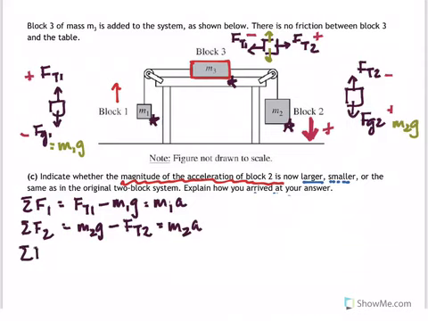The net force for our mysterious third block here is going to be force of tension 2 in the positive direction, force of tension 1 in the negative direction. All three of these objects have the same acceleration, right? This A is the same for all of them.